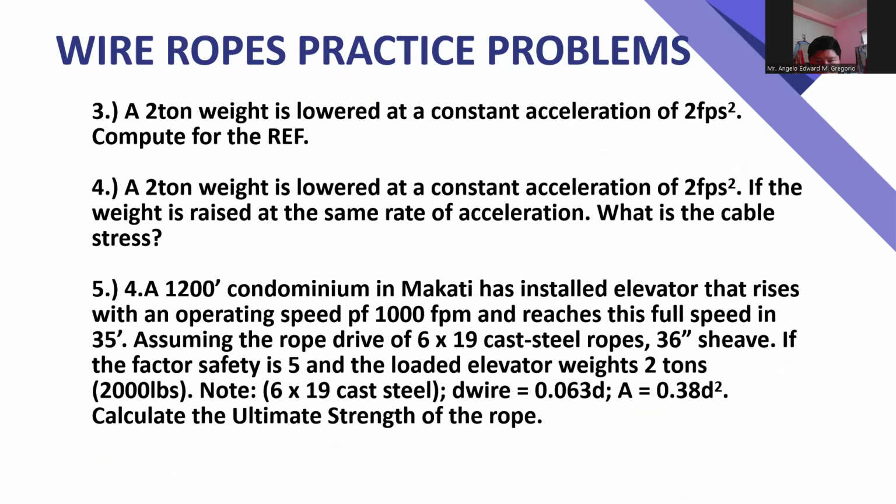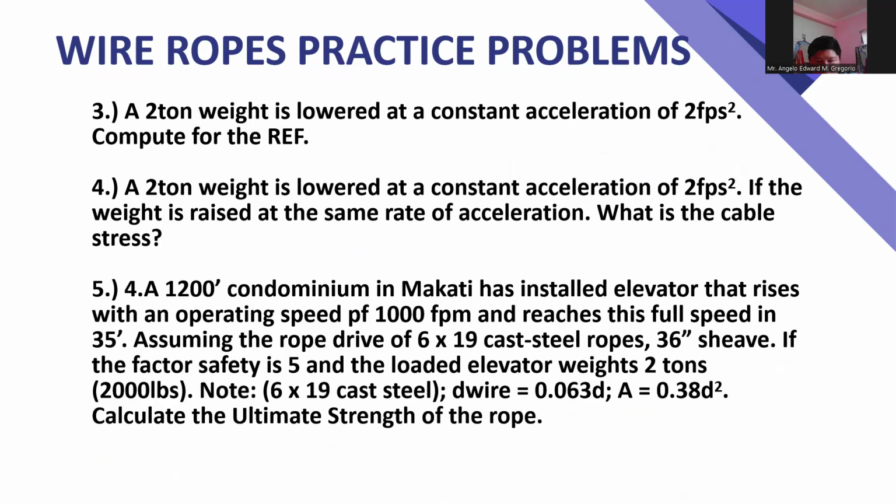Number 3, a 2-ton weight is lowered at a constant acceleration of 2 feet per second squared. Compute the rope stress. Then, number 4, a 2-ton weight is lowered at a constant acceleration of 2 feet per second squared. If the weight is raised at the same rate of acceleration, what is the cable stress?